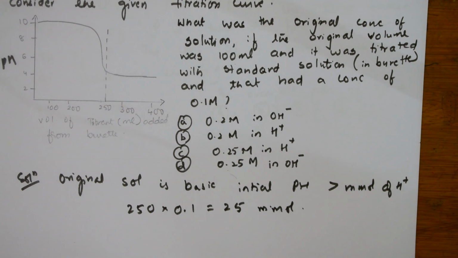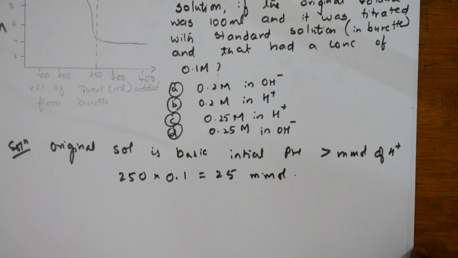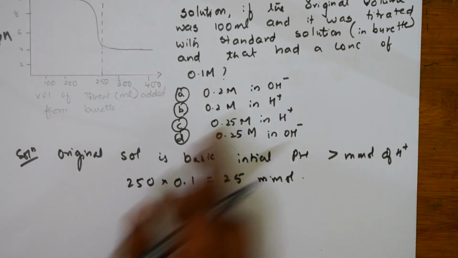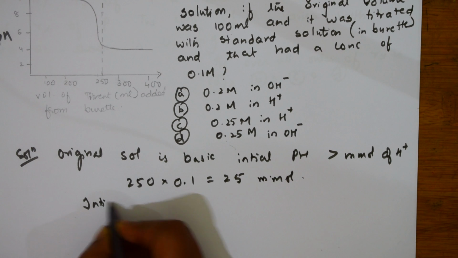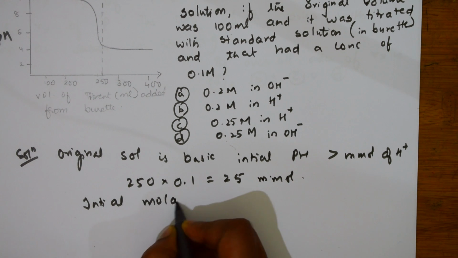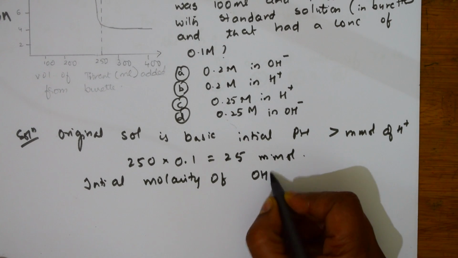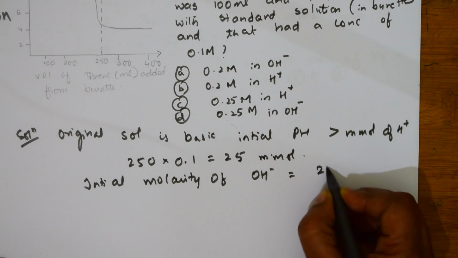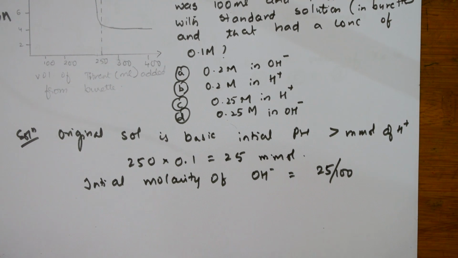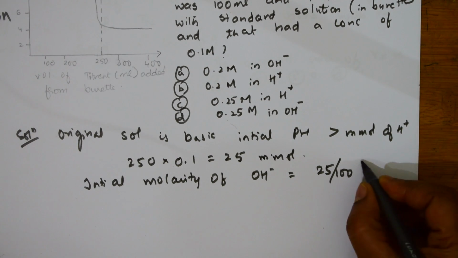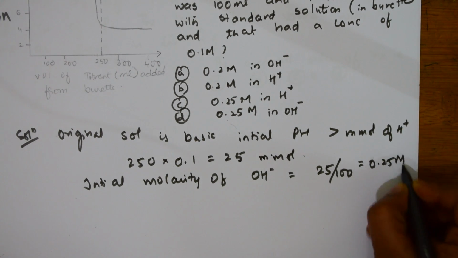Now, how should I find out the initial molarity of OH, because they asked me to find out how much this is. So, initial molarity of OH minus is equal to 25 by 100, because 100 ml was titrated. They said the original volume was 100 ml, titrated with a standard solution. 25 by 100 is equal to 0.25 molar.